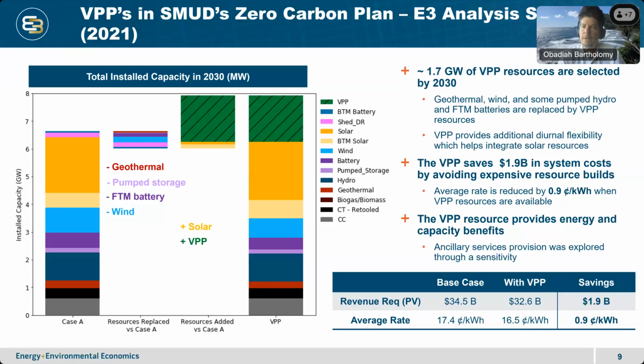We also got additional daily flexibility, which was helpful for integrating solar. In total, this simulation saved about $1.7 billion in system costs by avoiding some of these more expensive resources and reduced our average rate by about a penny a kilowatt hour, assuming these VPPs were available. So you can see it went down from 17.5 cents to about 16.5 cents per kilowatt hour. And we did also explore energy capacity as well as ancillary services benefits.